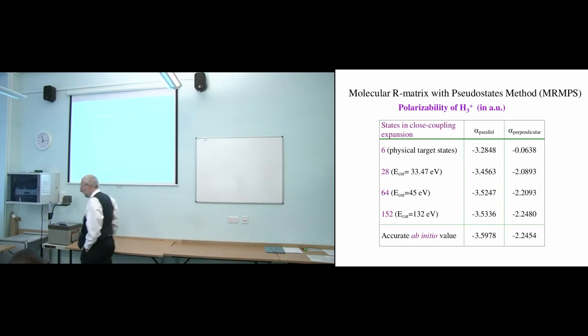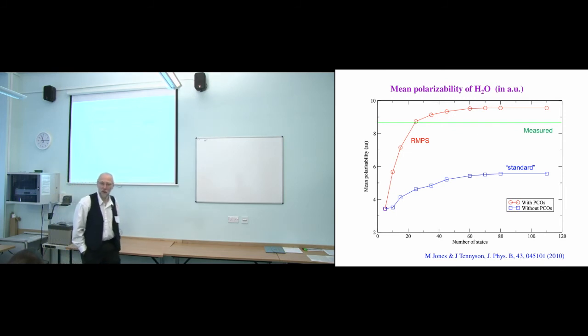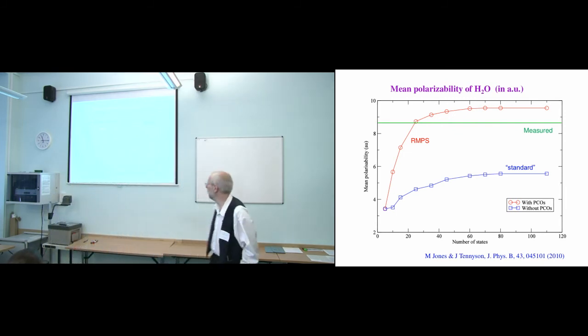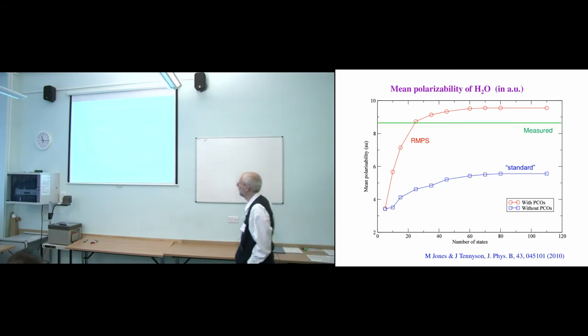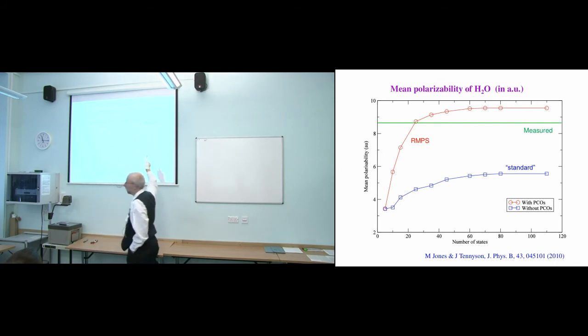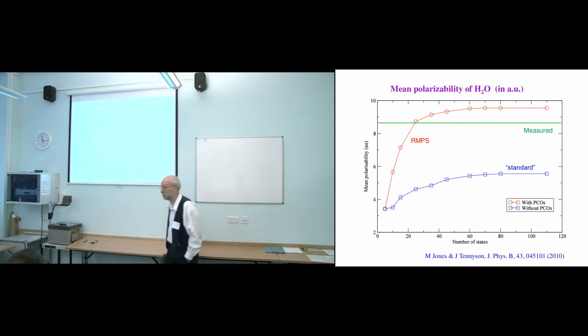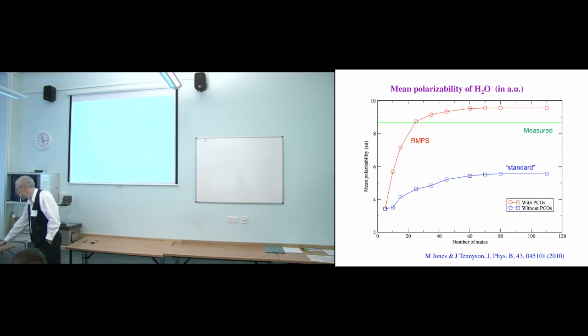And this was actually quite an important message, so I had an MSc student come and study a lot of molecules looking at this. And what you find is that with the RMPS method, you can basically converge the polarizability; he's using about 30, 40 states here. But with the standard method, it never actually converges.